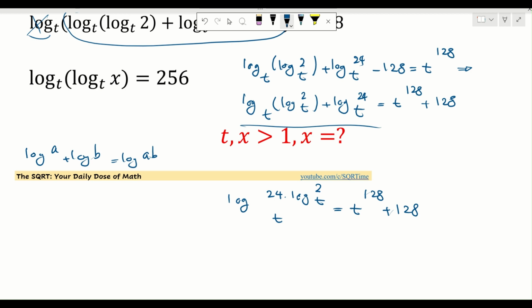Now I have just a single log here, and I can simplify it by removing this log. To do this, I'm going to write 24 times 2 in base t equals t to the power of 128 plus 128.